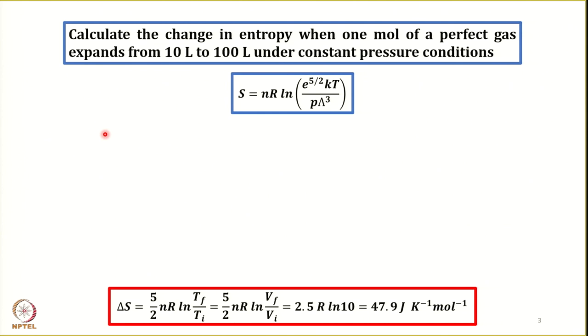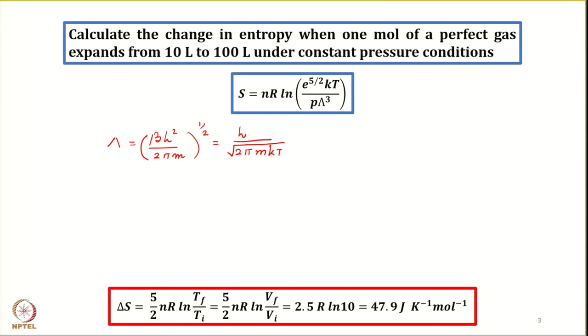How do we incorporate that variation of temperature? Let's see. We have the thermal wavelength, which is equal to the square root of beta h squared over 2 pi m, raised to the power 1 by 2, which is equal to h over the square root of 2 pi m kT.